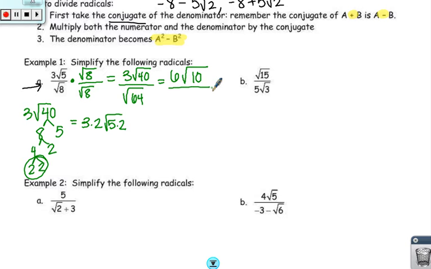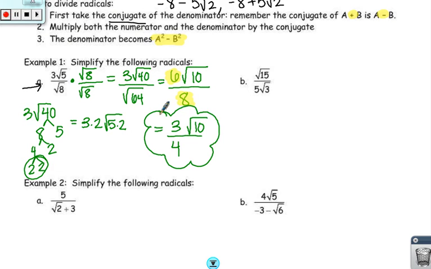Well, what's the square root of 64, you guys? The square root of 64 is 8. And then you check. Outside, I have a fraction, 6 over 8. Can 6 over 8 be reduced? Sure. So 6 over 8 reduces to 3/4. So 3 over 4, square root of 10.